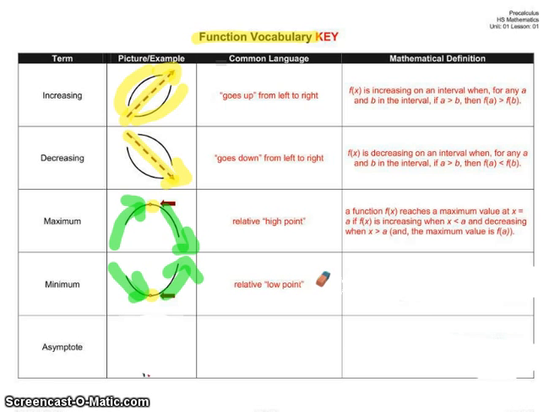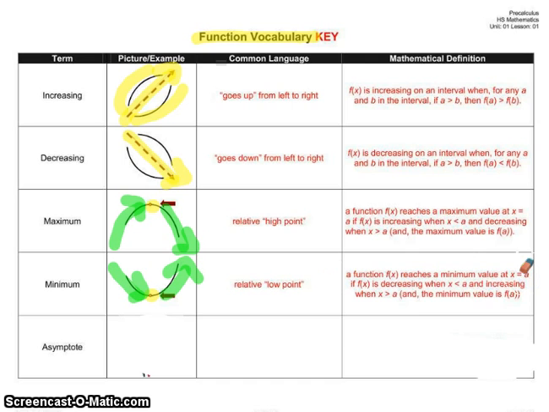Okay, think about a roller coaster. There's many peaks of the hills, and there's many valleys down at the bottom. Now, when we're looking at this, mathematically, a function f of x reaches a minimum value at x is a if the function is decreasing when x is less than a, and the function is increasing when x is greater than a, and the minimum value is f of a.